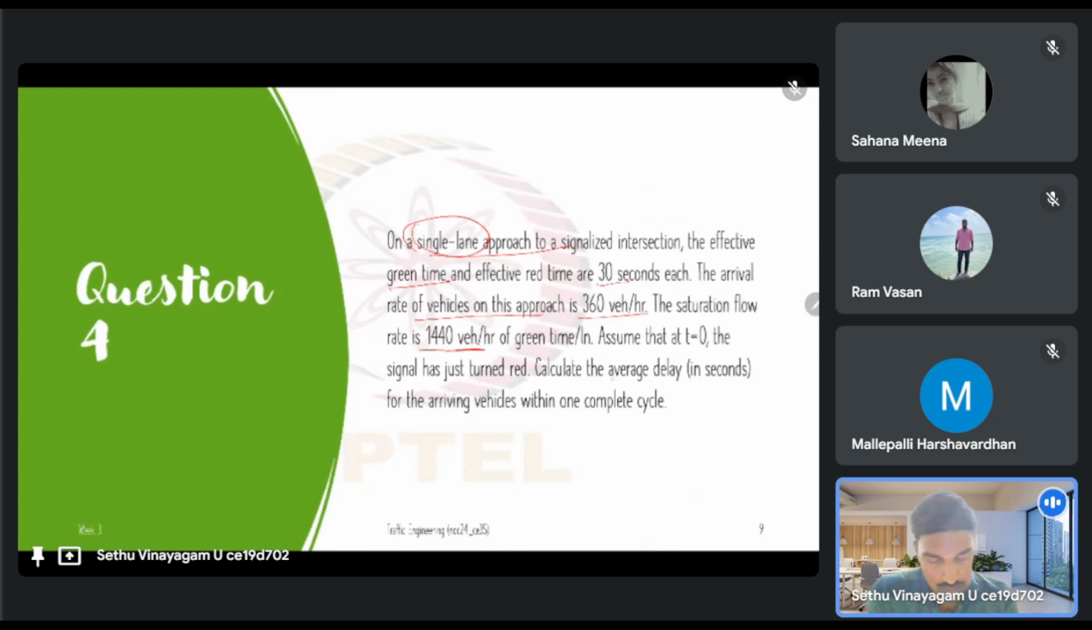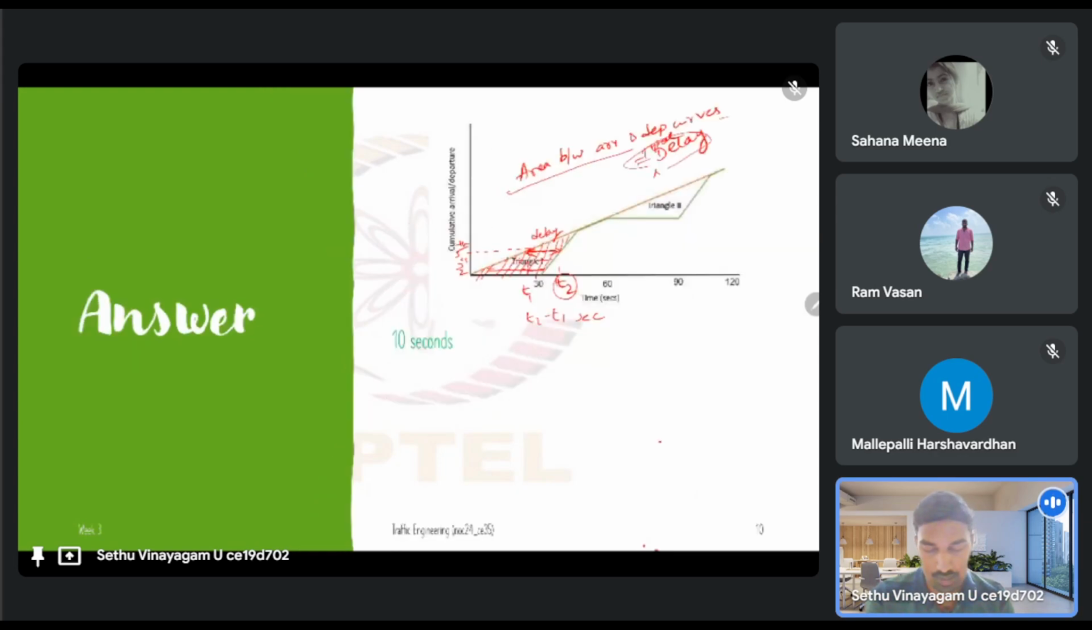So we want to calculate the average delay in one cycle. We know how to calculate the total delay. If we can calculate the area of this triangle, that will give us it. One cycle is how much? 60 seconds, right, in our case. For these vehicles, in this period there is no delay. The delay is only in this initial portion where this triangle is formed. So that is the total delay in this one cycle. And then we can also calculate how many vehicles will be arriving in this one cycle. Total delay divided by the number of vehicles will give you the average delay.